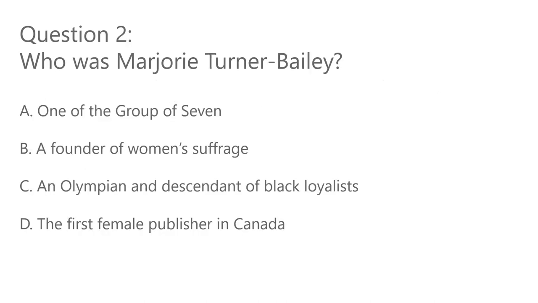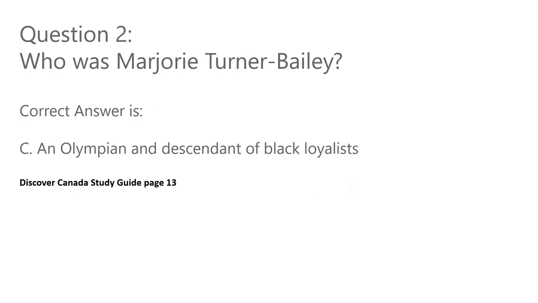Question 2. Who was Marjorie Turner Bailey? A, one of the Group of Seven. B, a founder of women's suffrage. C, an Olympian and descendant of black loyalists. D, the first female publisher in Canada. Correct answer is C, an Olympian and descendant of black loyalists. Discover Canada Study Guide, page 13.